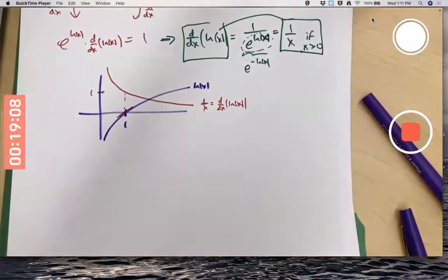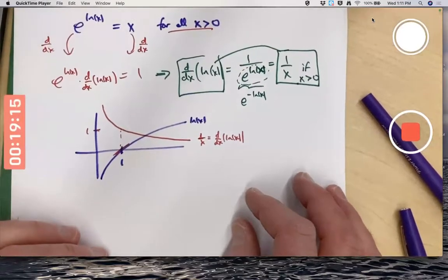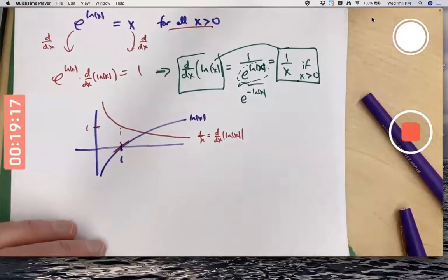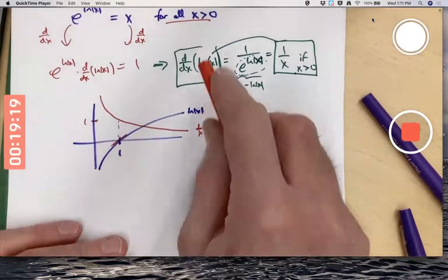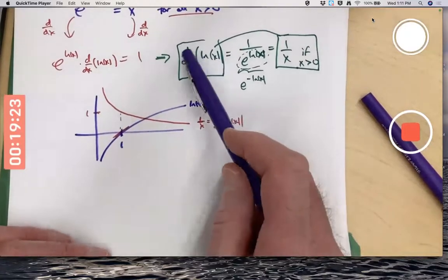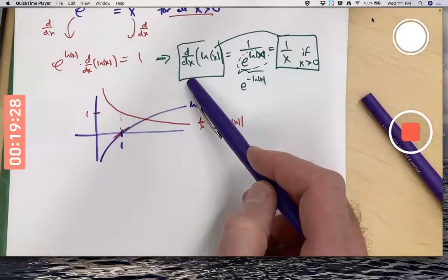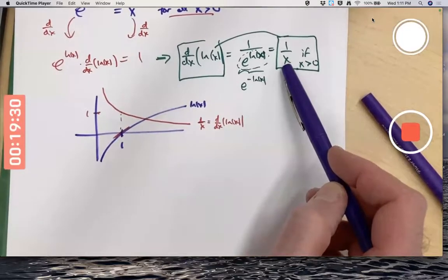Is 1 over x the inverse of natural log of x? No, the inverse function of natural log of x is e to the x. Oh, you're right. Yep. The derivative of natural log of x is 1 over x. Interesting. The derivative of a weird non-algebraic function, the natural log of x, is a fairly simple algebraic kind of function.